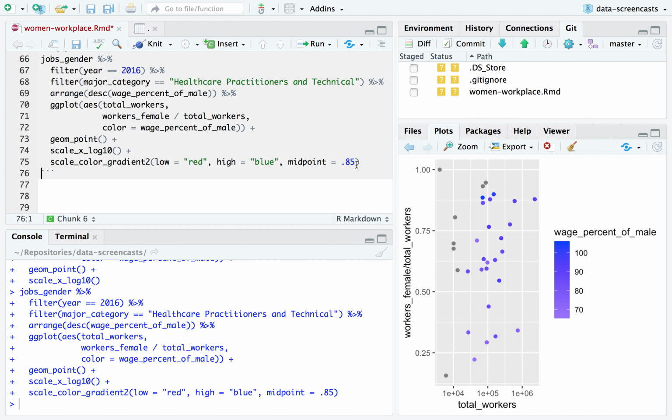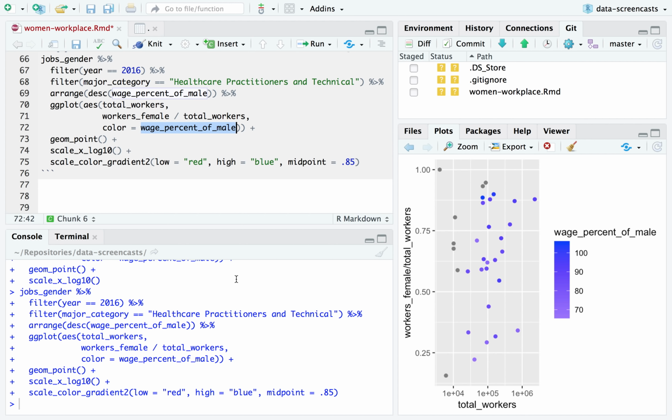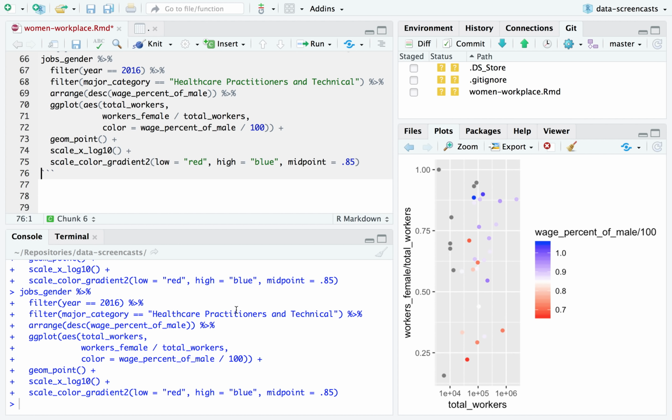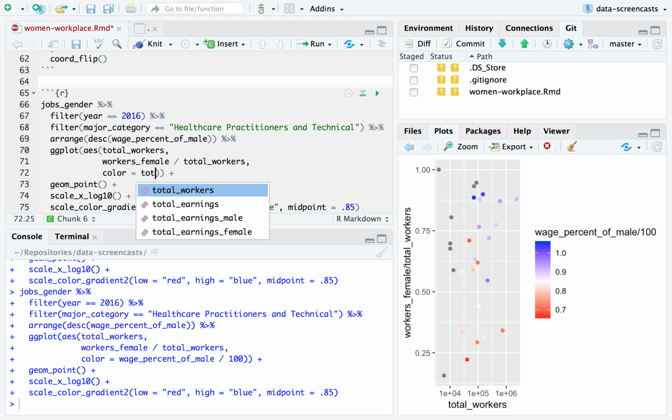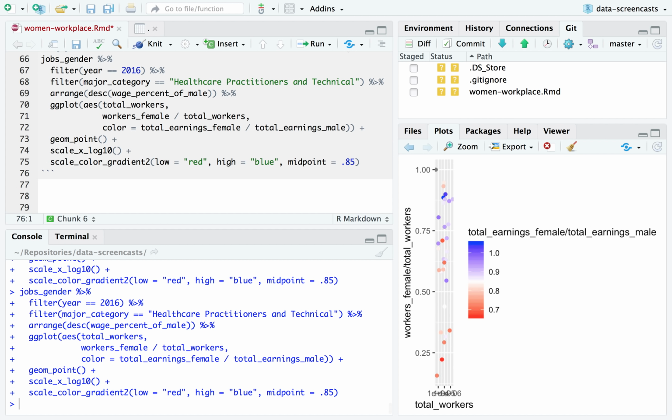Oh, the wage percent is out of 100. I'm going to do that divided by 100. Or I could compute it, maybe I'll just compute it myself. Say total earnings female divided by total earnings male. Same thing, but yeah.